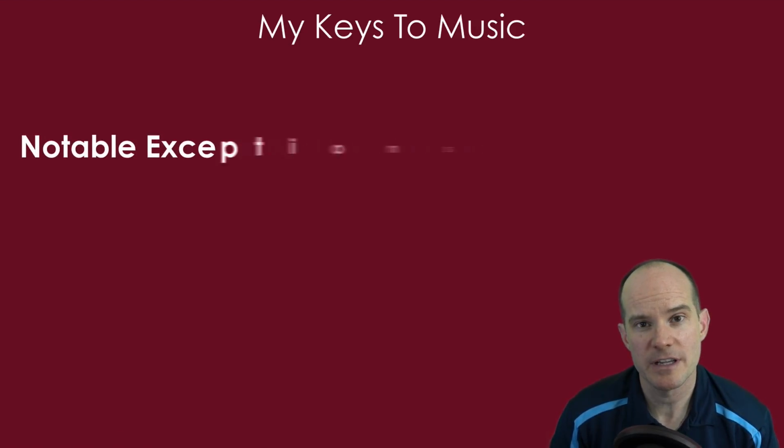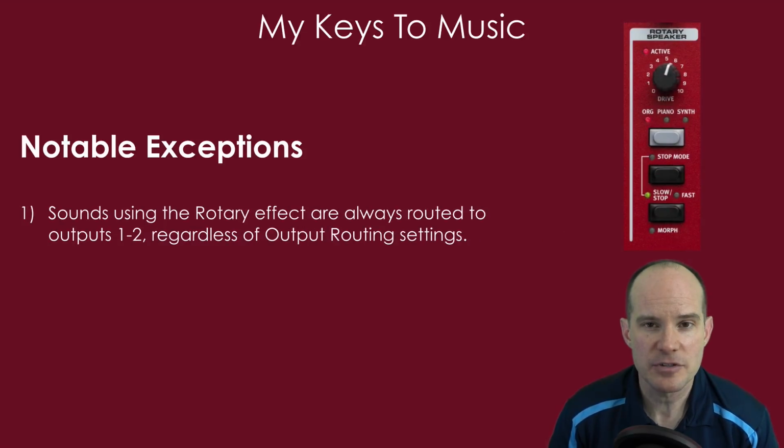Okay, I want to bring to your attention some notable exceptions when you're using the output channels. The first notable exception is this: sounds using the rotary effect are always routed to channels 1 and 2 regardless of the output routing settings. What does that mean exactly?